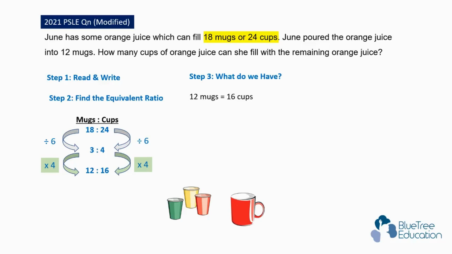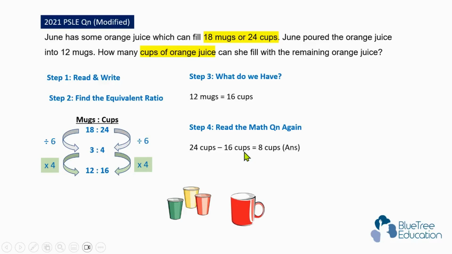Read the question. How many cups of orange juice can she fill with the remaining orange juice? So this is the part where we only want to focus on the cups. And you can see that to start off the question, it says all the juice can fill up 24 cups. There you go. So that is why we take 24 minus 16, and there you go, the answer is 8.